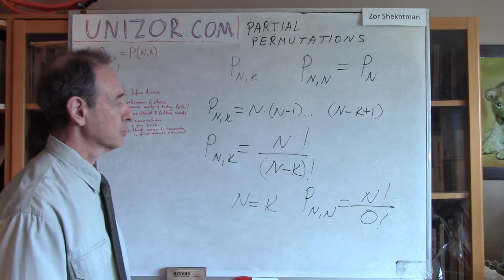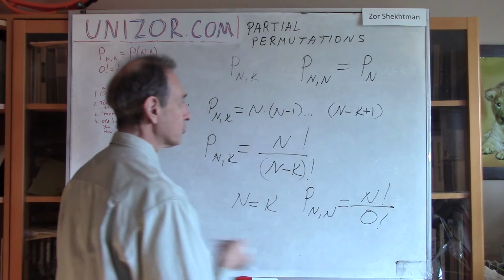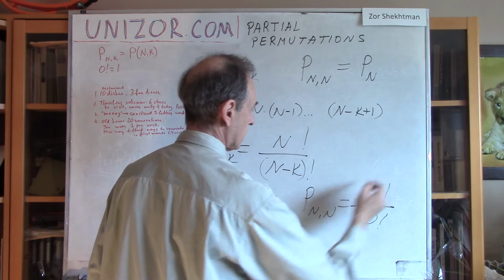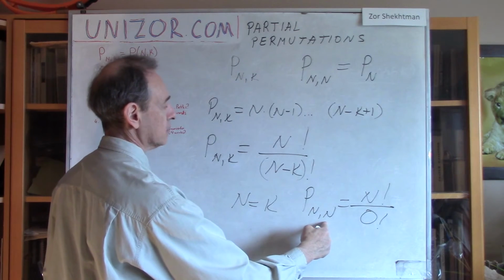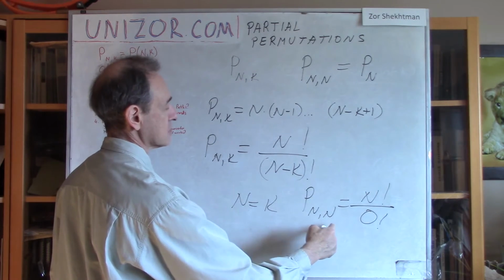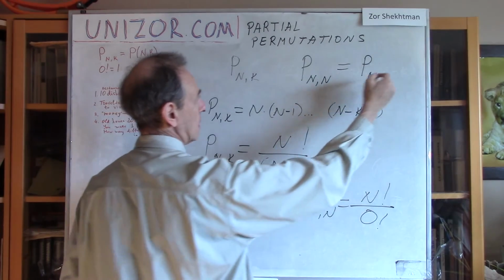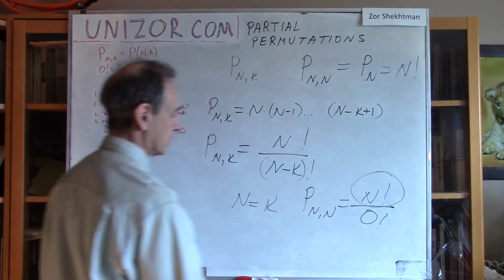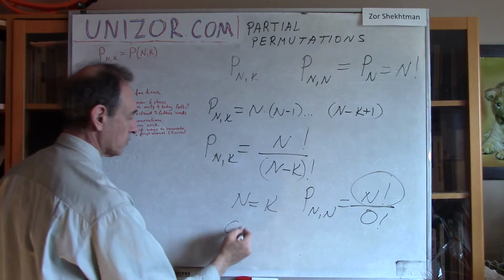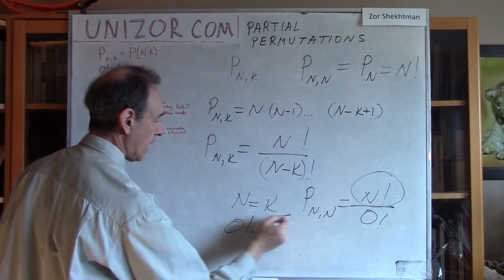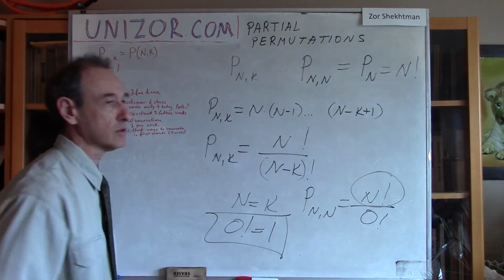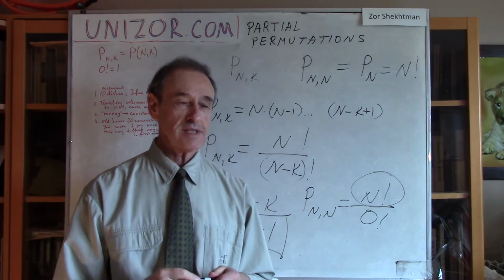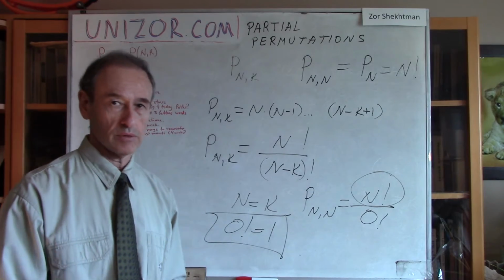So, what do we do? We have to get n factorial, right? Because P(n, n), partial permutations of n out of n, is supposed to be n factorial. So how can I get n factorial? By one and only one way. I have to define 0 factorial as equal to 1. Well, it seems to be quite artificial right now.